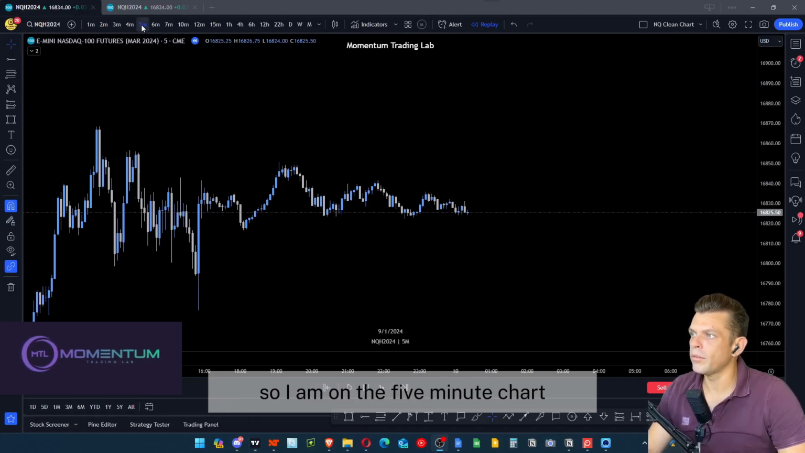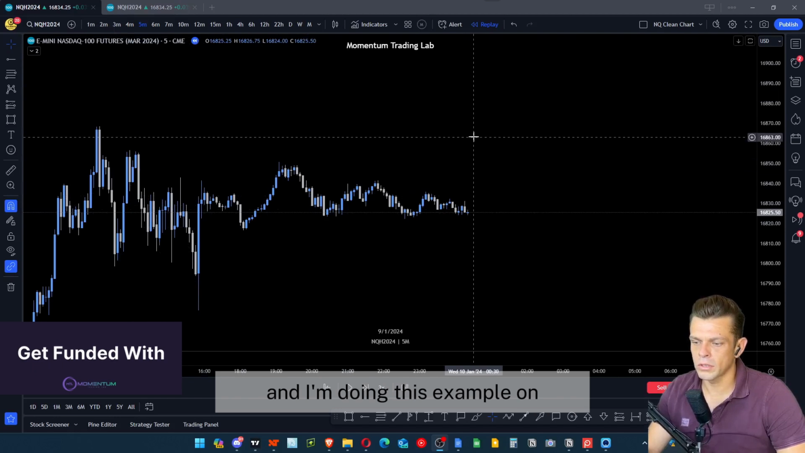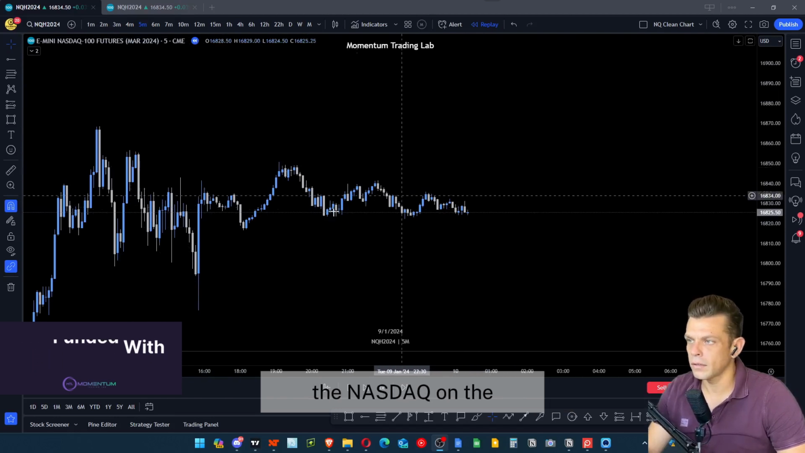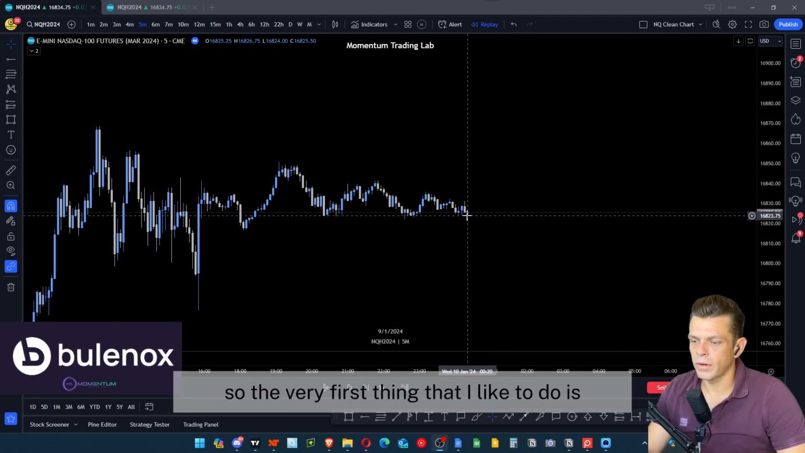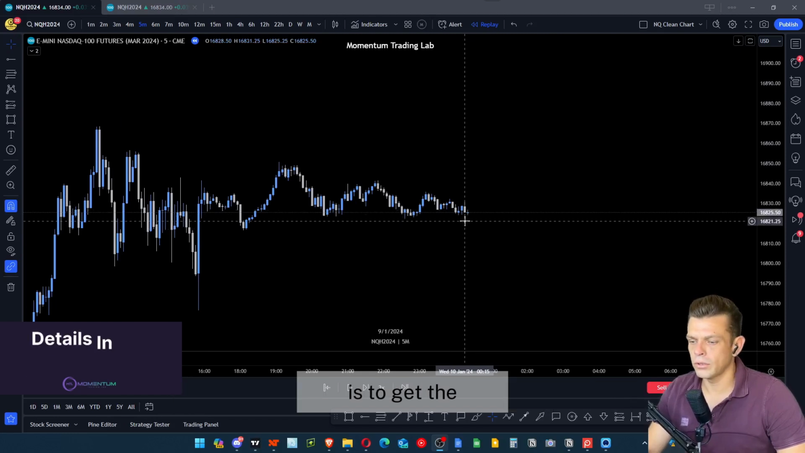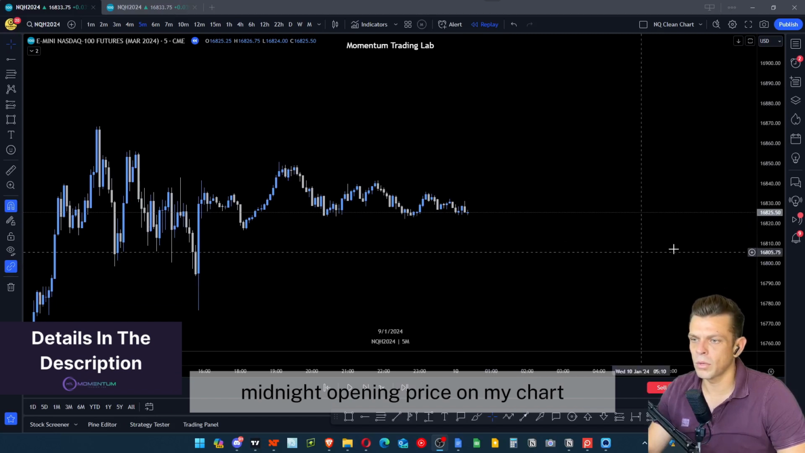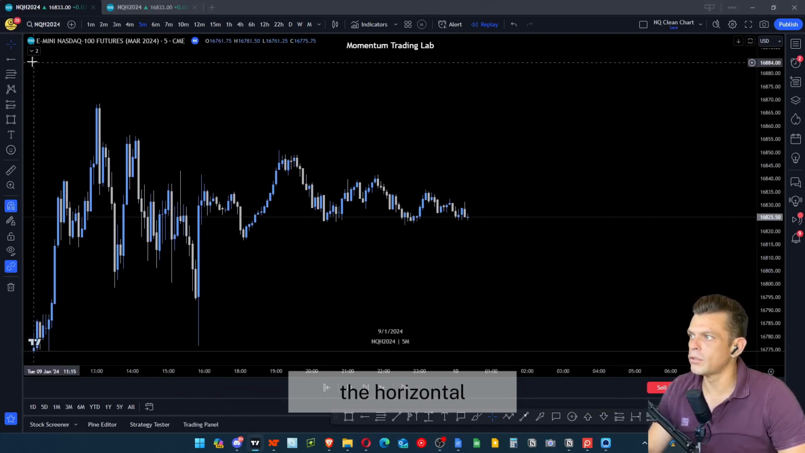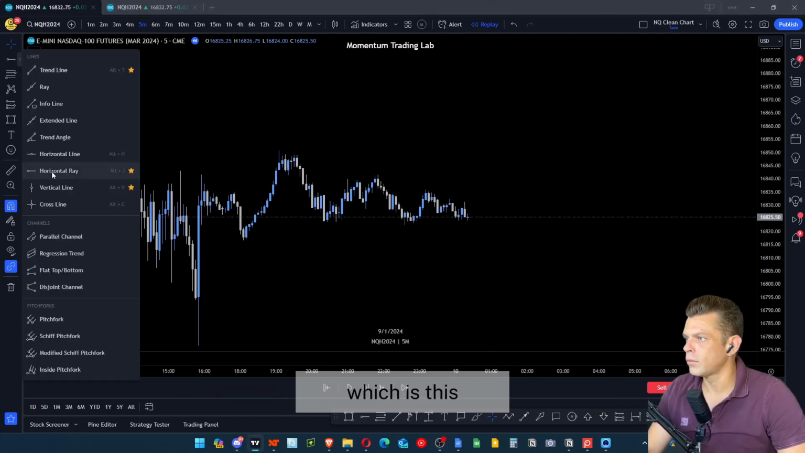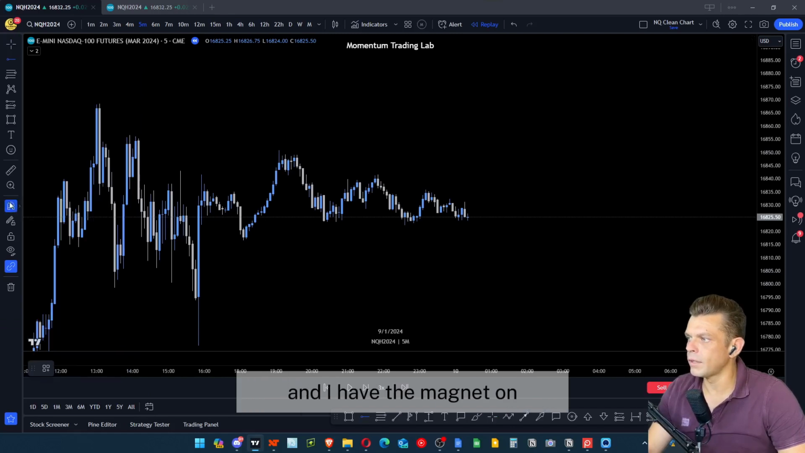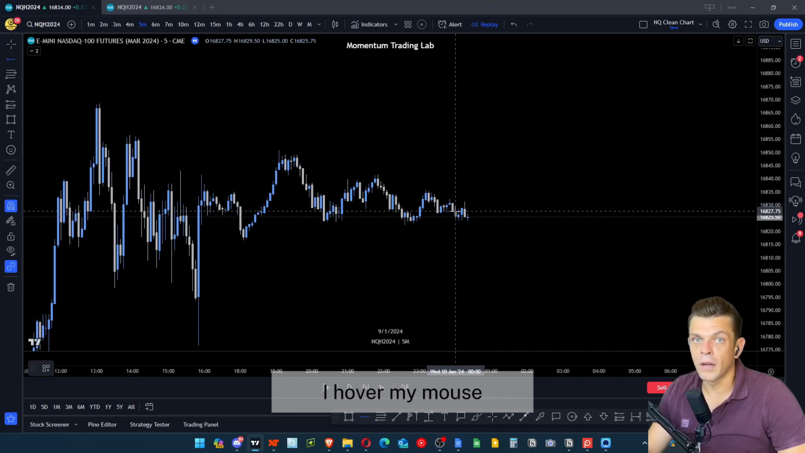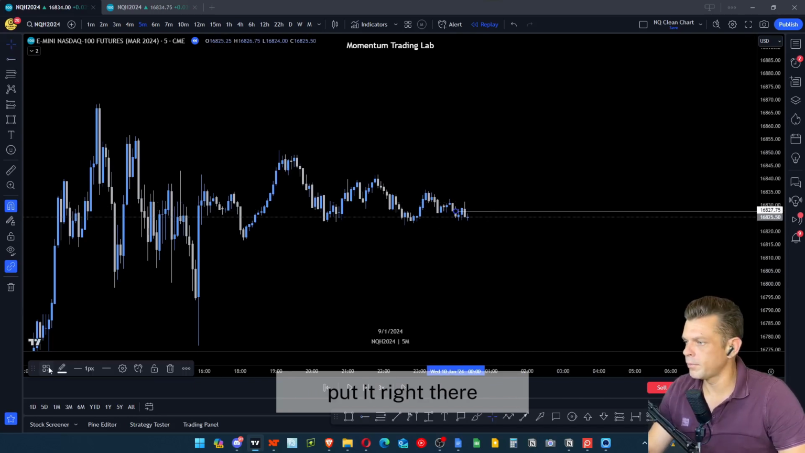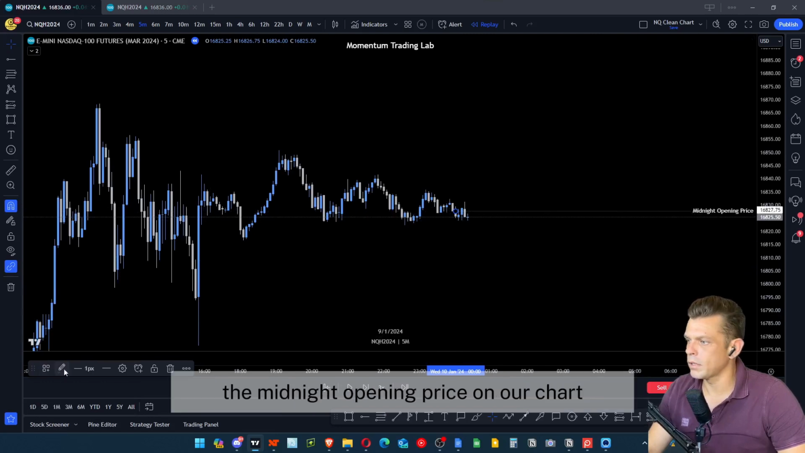So I am on the 5-minute chart and I am doing this example on the NASDAQ on the March contract. Right now it's midnight. The very first thing that I like to do is to get the midnight opening price on my chart. I like to use the horizontal ray tool for that, which is this one right here, and I have the magnet on. So now I simply locate midnight, hover my mouse over the open, and put it right there. Okay, so we have the midnight opening price on our chart.